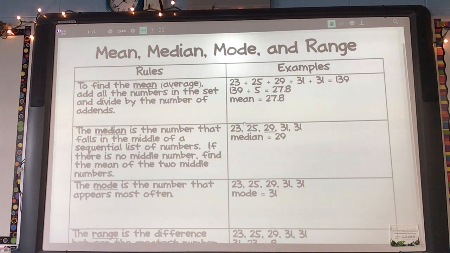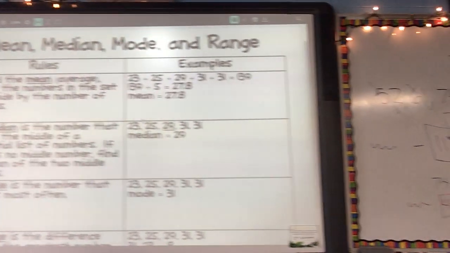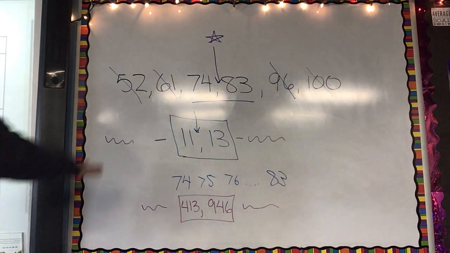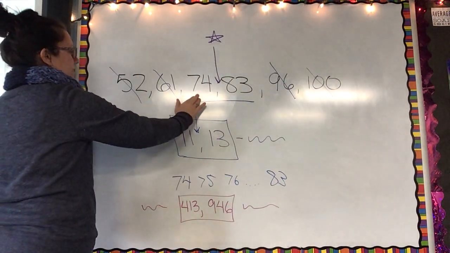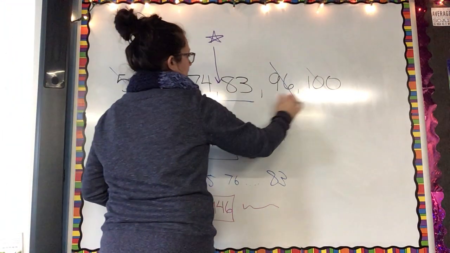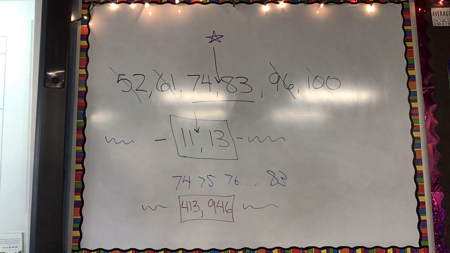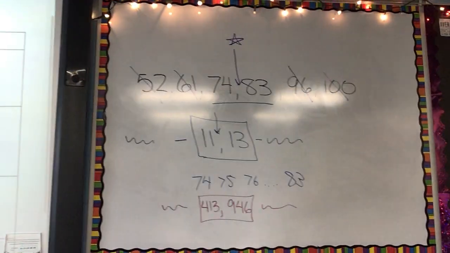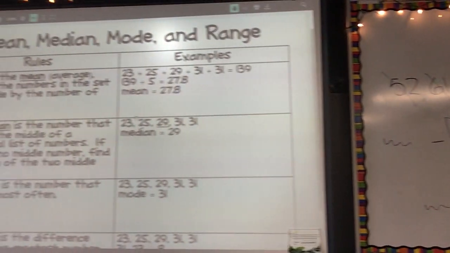Now there are times that there won't be a mode, if all the numbers only appeared once. So for example, my test scores right here: 52, 61, 74, 83, 96, and 100. Do I have any number that appears more than once? No, they're all tied for the mode, so there isn't one, okay? And that's okay if there isn't one sometimes.